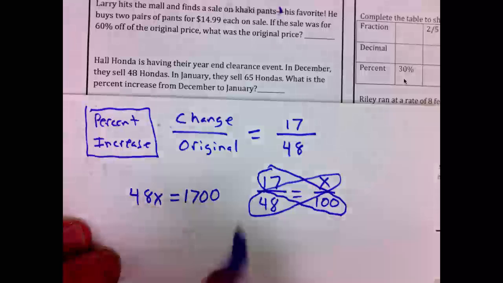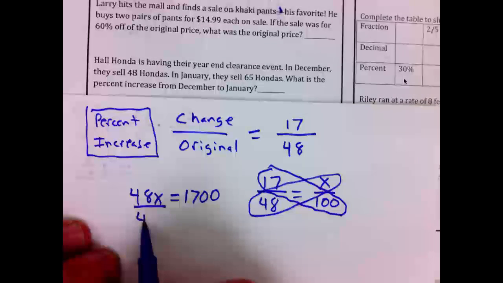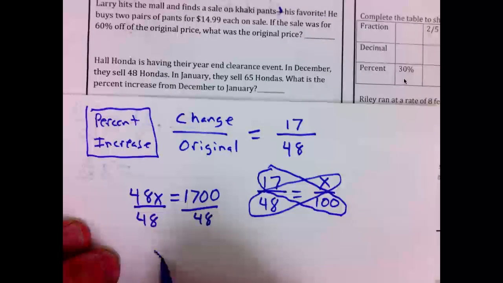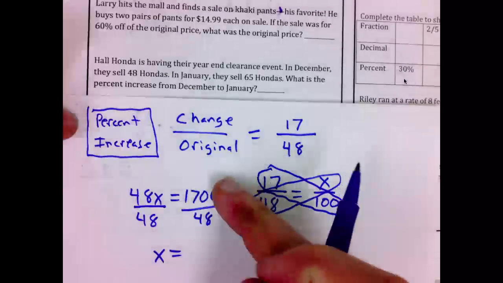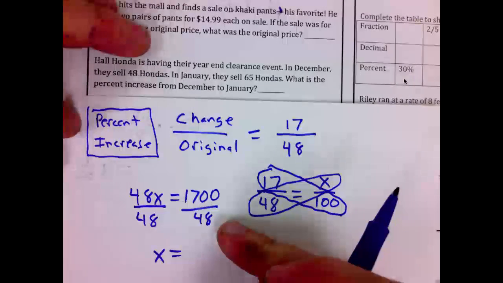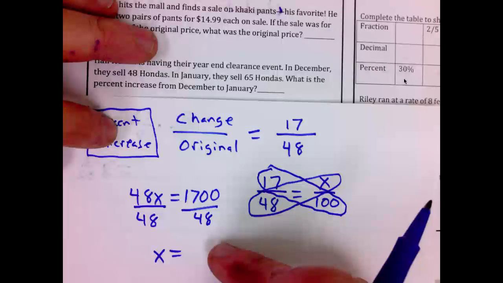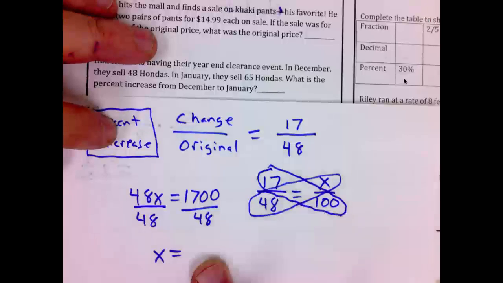We will now divide by 48 on both sides. Dividing by 48 here, dividing by 48 here. So x will be whatever 1700 divided by 48 is. I'm going to leave that for you, but I will let you know it's going to be somewhere between 30 and 40%. So your answer should be in that ballpark.